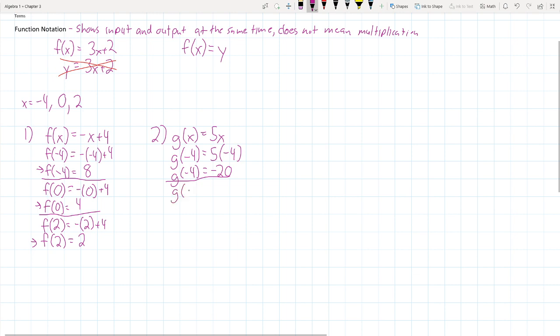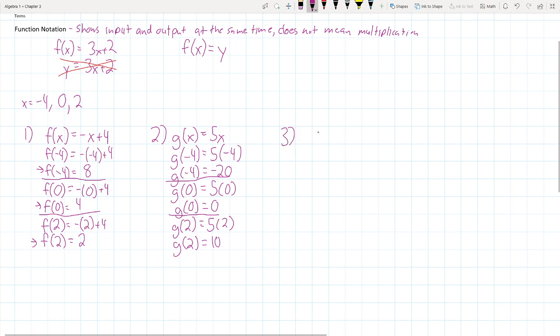Now let's do it when I have 0. 5 times 0. So g of 0 equals 0. G of, or oops, not f. I was looking at the last one. G of 2 equals 5 times 2. And so g of 2 equals 10.